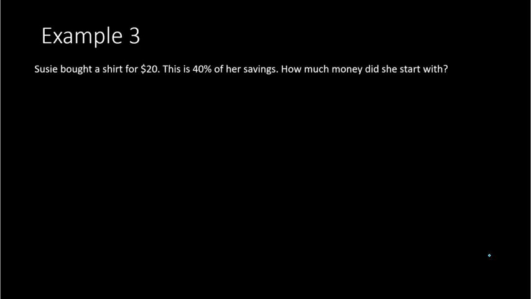Here is one last example, and in this example we are dealing with a word problem. So here we are told that Susie bought a shirt for $20, and this is 40% of her savings. And the question is, how much money did she start with? Now, when you're dealing with word problems like this, it's always helpful, in my opinion, if you can summarize this question into one statement. And if you can write this as a statement like you did in the other two examples, we can then translate into an equation.